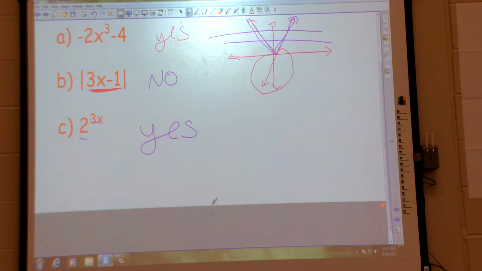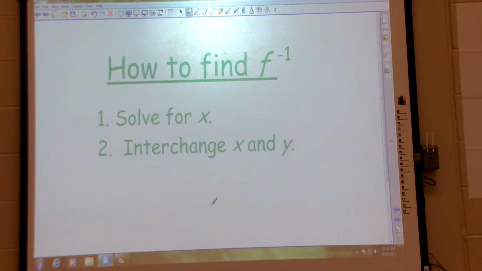Okay. All right, now then let's jump in. We've determined how to tell if a function is 1 to 1, and we know that in order to have an inverse, it has to be 1 to 1. So let's go ahead and actually find inverses. So how to find f inverse?